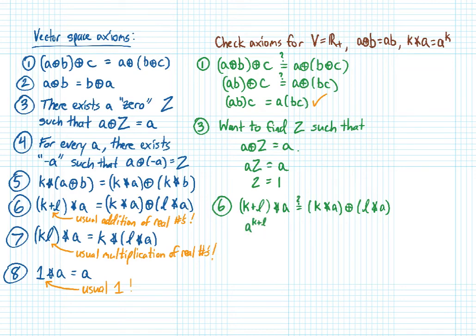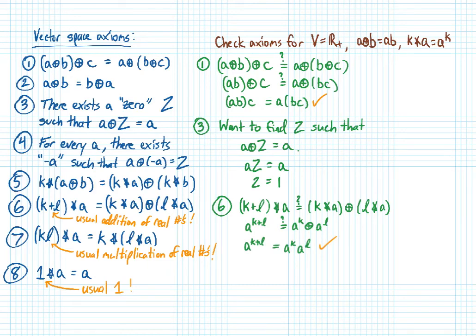And when we unravel the left-hand side, we get a to the k plus l. On the right-hand side, we can first work inside the parentheses to get a to the k plus a to the l, and then we can unravel further to get a to the k times a to the l. And now we can look at that equation and say, oh, that's an equation that's true. That's one of the exponential rules. And so that verifies axiom 6.